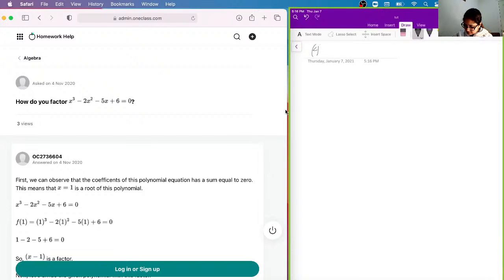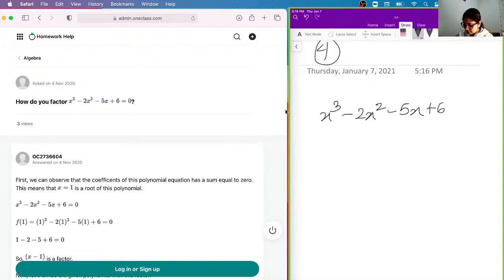Our next question says, how do you factor this polynomial equation, which is x cubed minus 2x squared minus 5x plus 6 equal to 0. First we can observe that the coefficients of this polynomial equation have a sum which equals 0. And so this means that x equals 1 is a root of this polynomial.